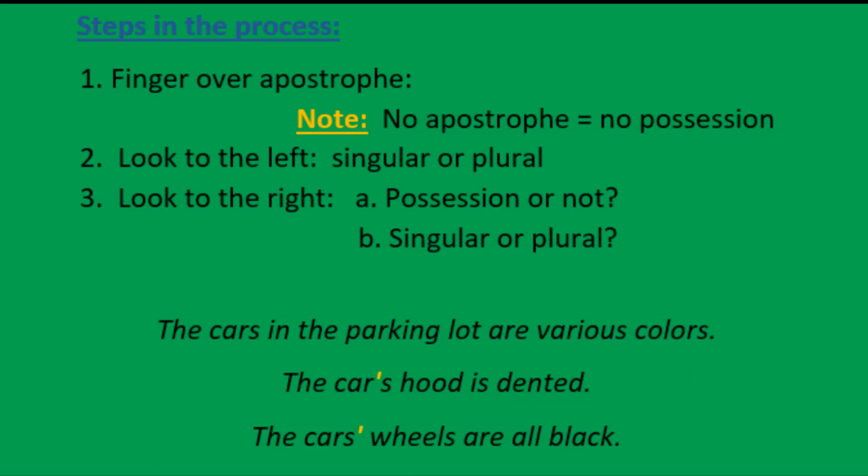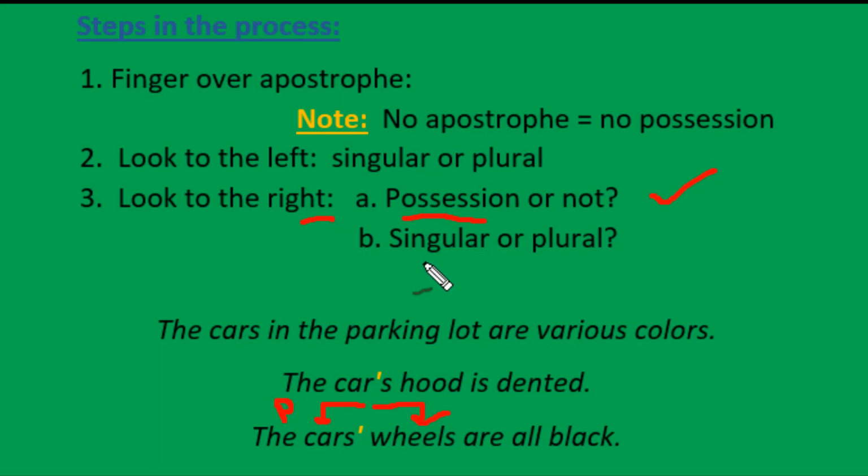The final example says, the car's wheels are black. Let's get started. Take your finger, put it over the apostrophe. There it is. Step 2, look to the left. Is it singular or plural? When we look to the left, we see that it has cars, C-A-R-S, plural. Step number 3, look to the right. Is there possession? Does a car own its own wheels? Yes. Car has 4 wheels.